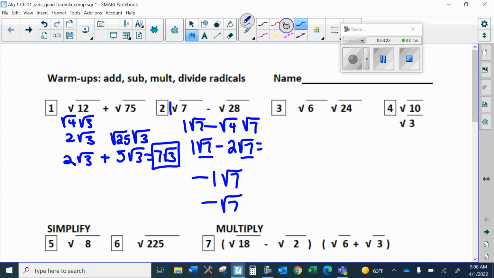And on a test, it would look like this. On a DCAS, it'd just be negative root 7. They don't write the 1 down there. Okay? So that's adding and subtracting radicals.